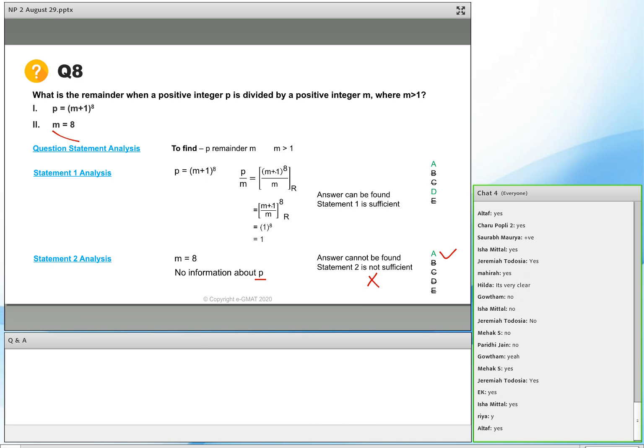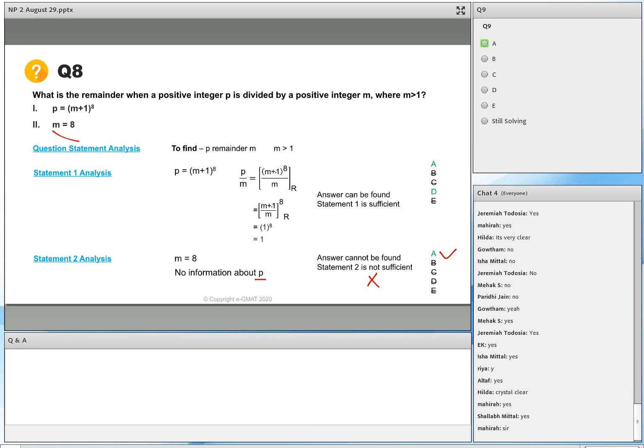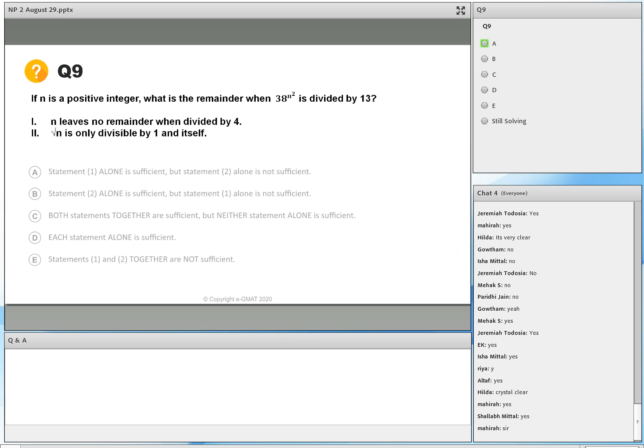Perfect. All right, then. Question number 9. Slightly more difficult. Please mark as still solving. Question number 9 on the screen. All the best for this one.